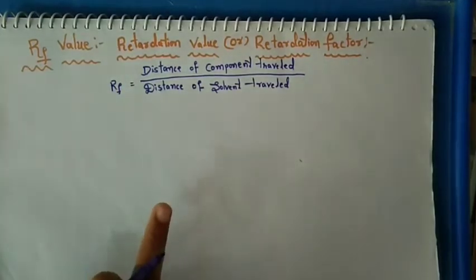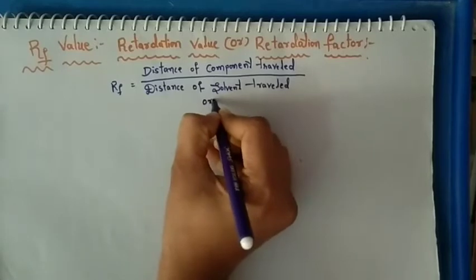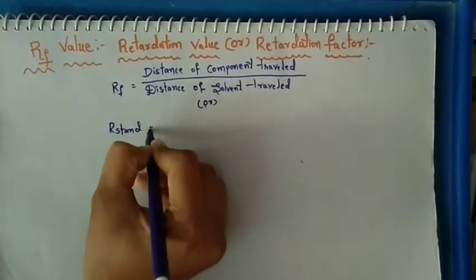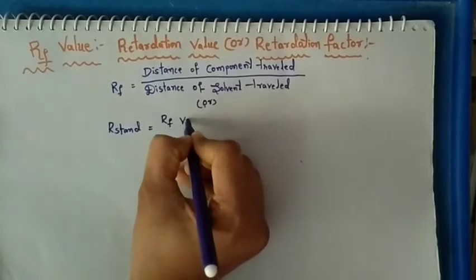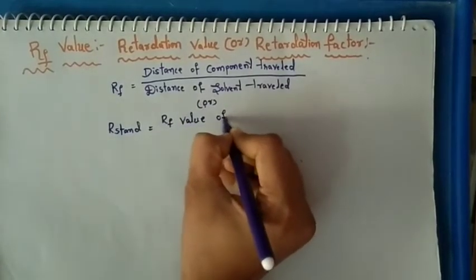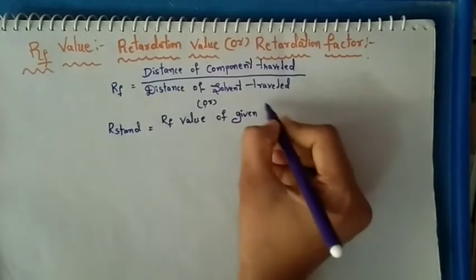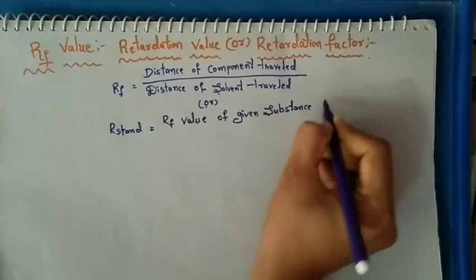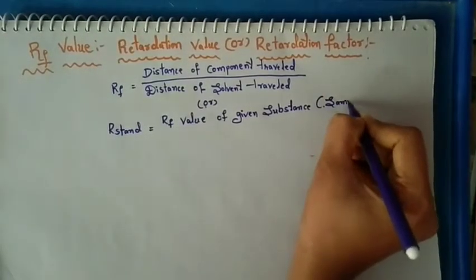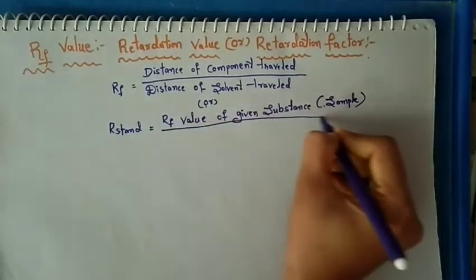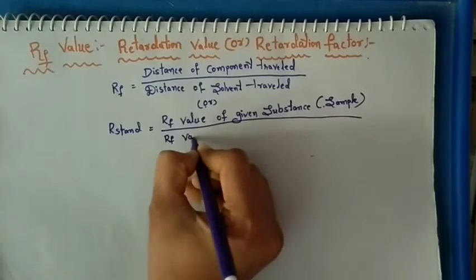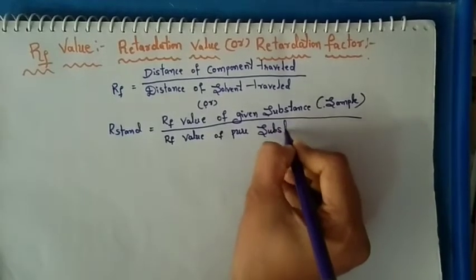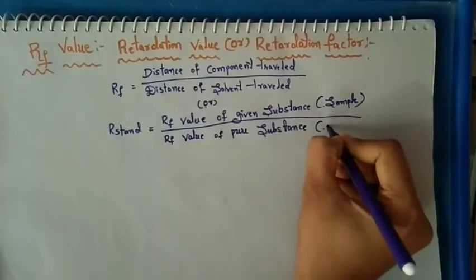We have another formula, that is R stand, which is equal to the RF value of the given substance, that is the sample, by the RF value of the pure substance, that is the standard.